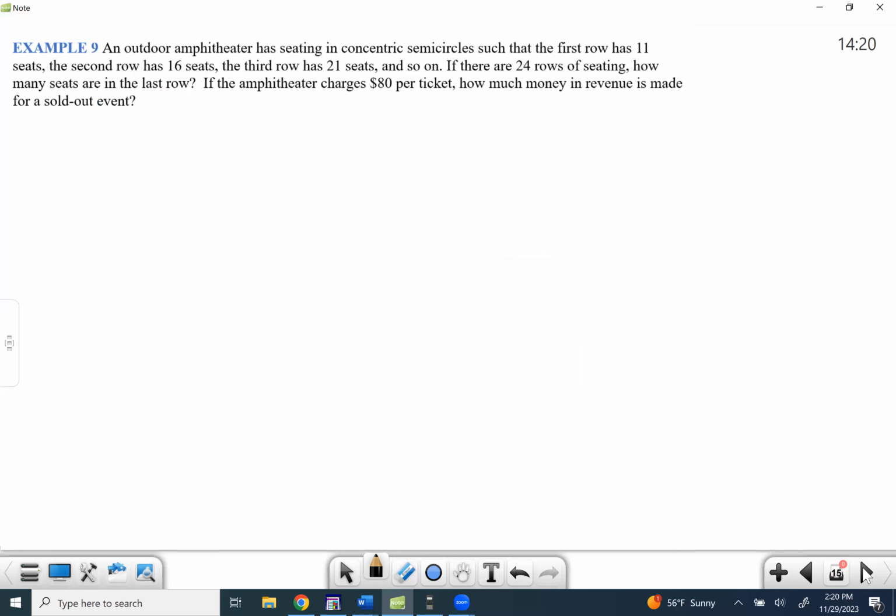And this one, it's almost the same thing. It says an outdoor amphitheater has seating in concentric semicircles. So this would be like the first row. This would be like the second, etc., right? Circles, half circles. Okay. Actually, it would go all the way here, huh?